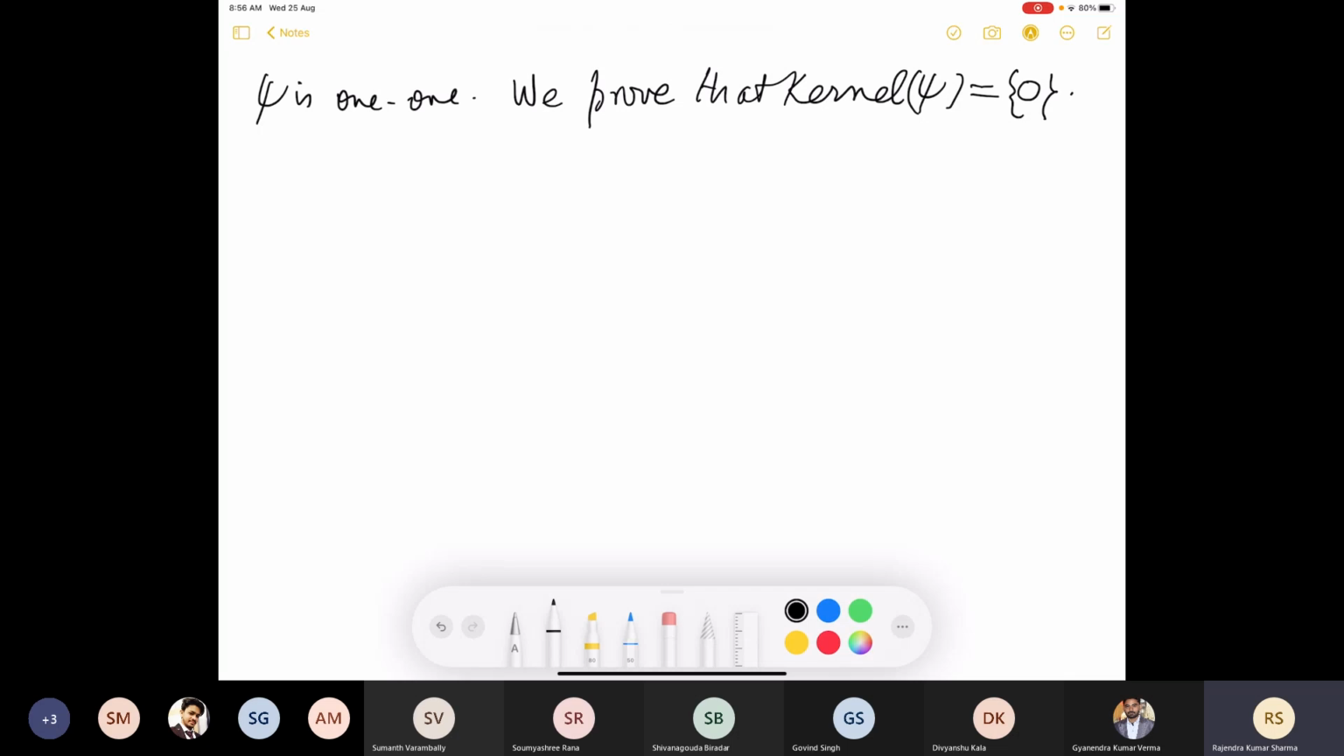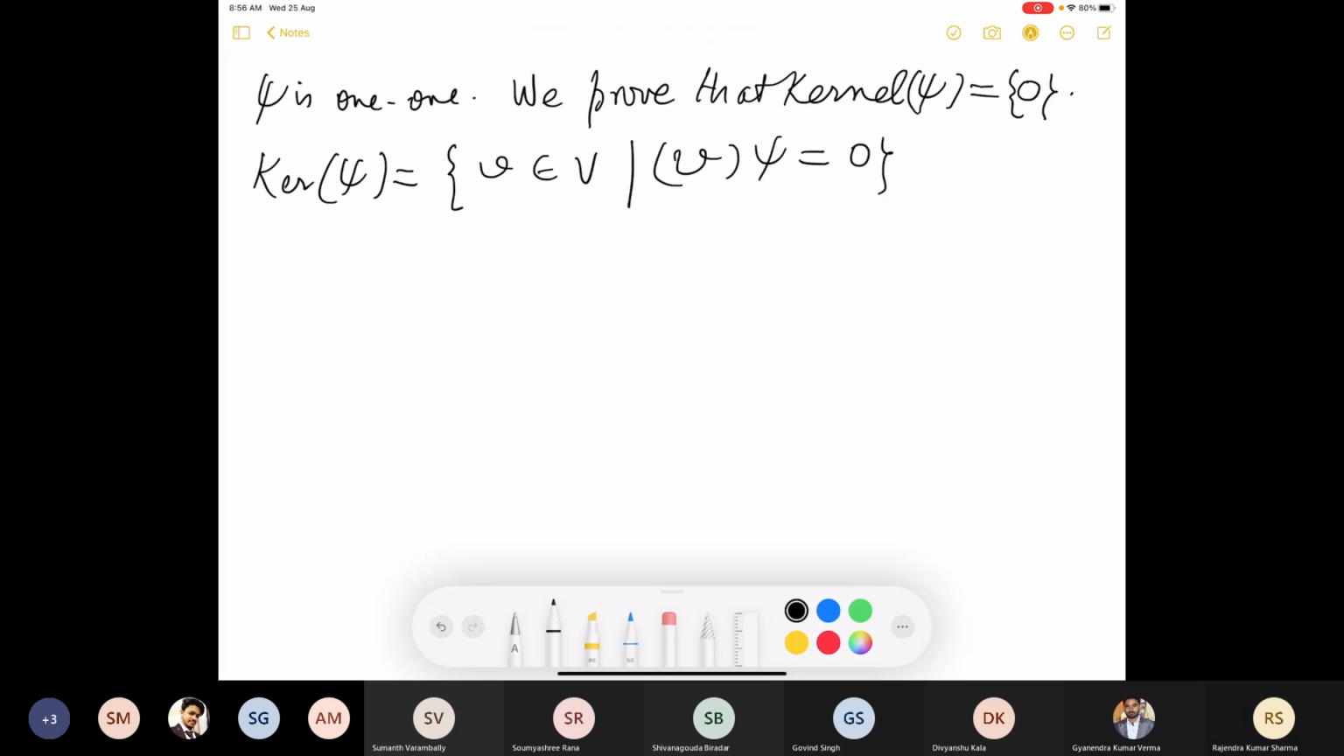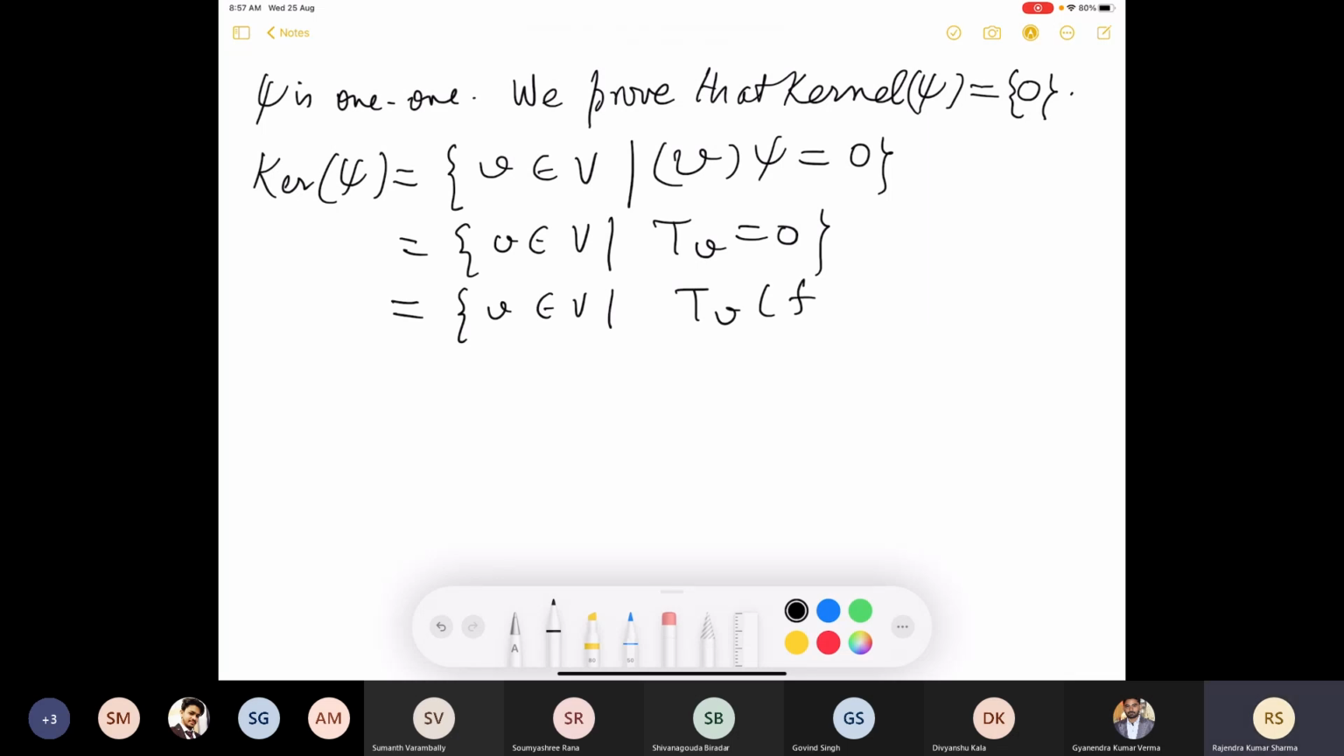So what is the kernel of this type? Recall that the kernel of a homomorphism is the set of all vectors in the domain which are mapped onto 0. So V psi is 0. This is the same as all V in V such that V psi, which we defined as TV, the map TV is 0. Now TV is 0 means what? That TV of f is 0 for every f in V hat.